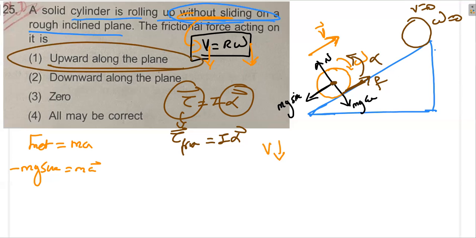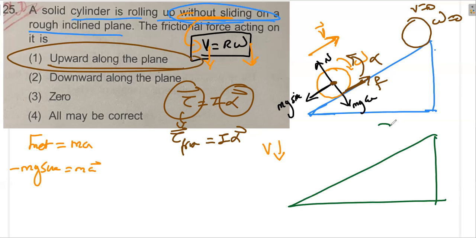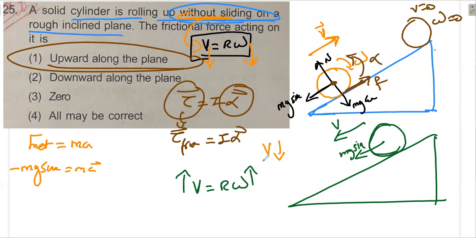As an additional answer, even when it rolls down, you can use the same logic. Let's say it's a frictional surface, sufficient friction is there. It is rolling down, so velocity is here. Velocity will increase because mg sin theta is in the downward direction. Same logic: v equal to r omega, v is increasing, omega is increasing. Omega should increase means alpha should be in the same direction, which means the friction should be in the same direction. It doesn't matter whether it moves up or moves down, the friction will be in the same direction. Understand the logic.